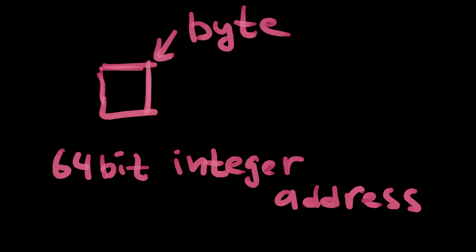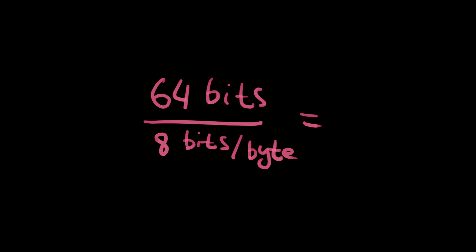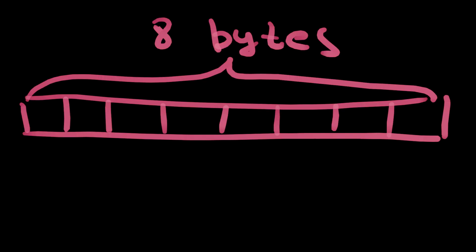that address. And since an address is just a number, it can be stored in RAM as well. To store a 64-bit address in RAM, we need 64 divided by 8 bytes. Let's practice a bit by writing a small C++ program.